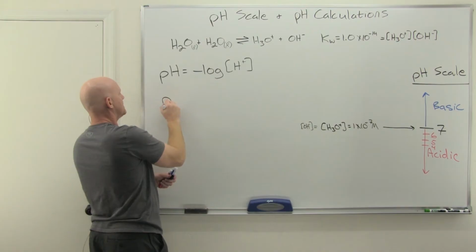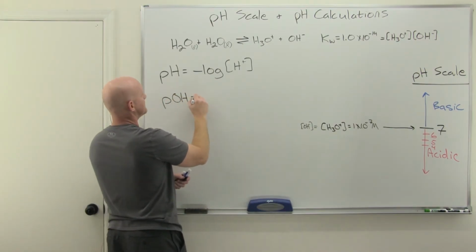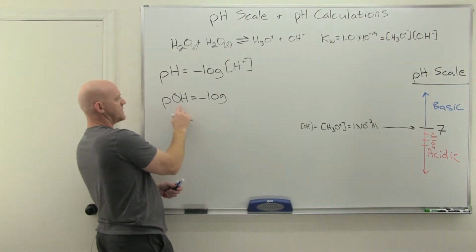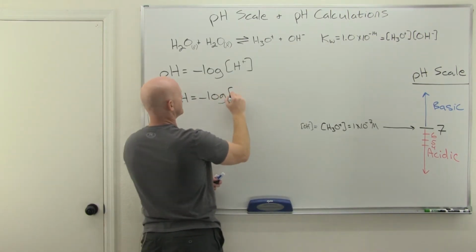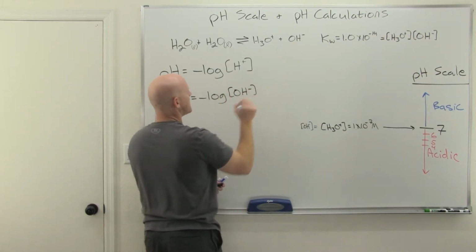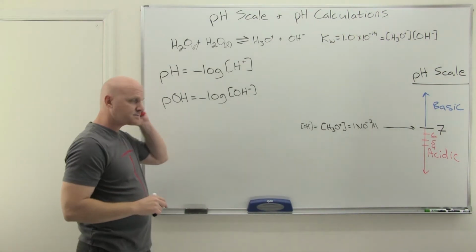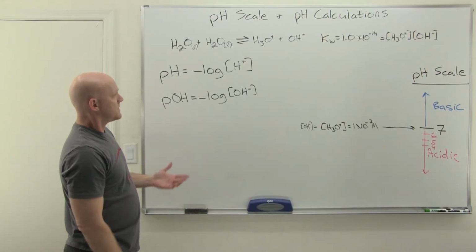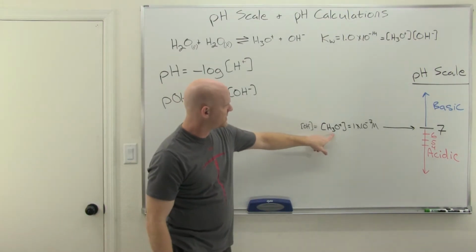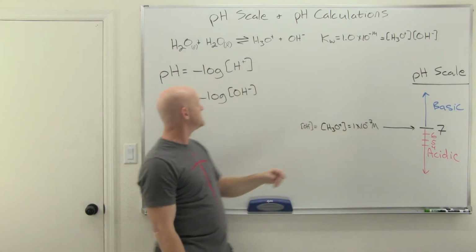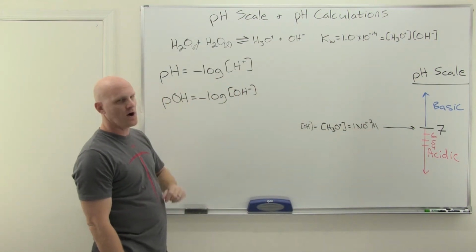And then we can also talk about pOH, and P again just means negative log of whatever else you write. So pOH would be negative log of OH minus, in this case the hydroxide concentration. So these are the definitions we're coming up with here. If you look at the hydronium, which is the same thing as H plus, being 1 times 10 to the negative 7, what happens if you take the negative of the log?